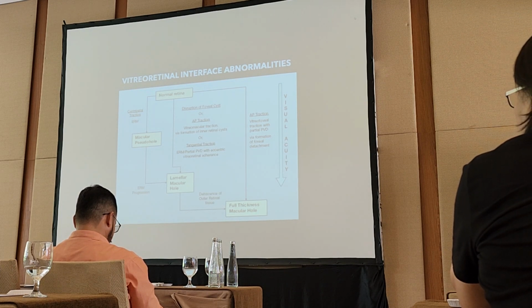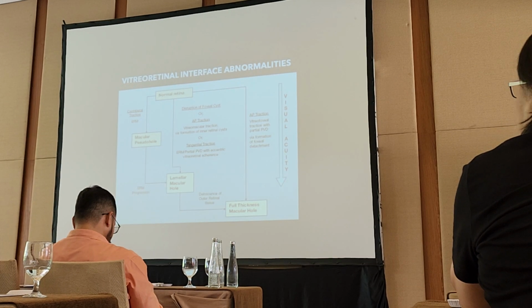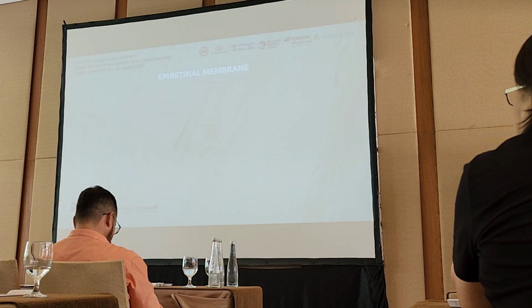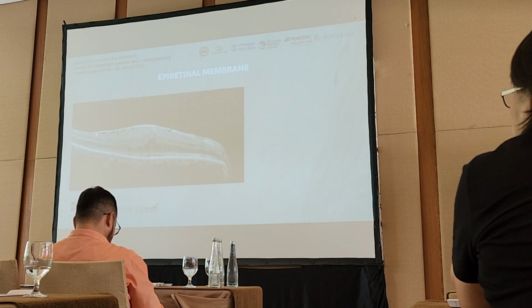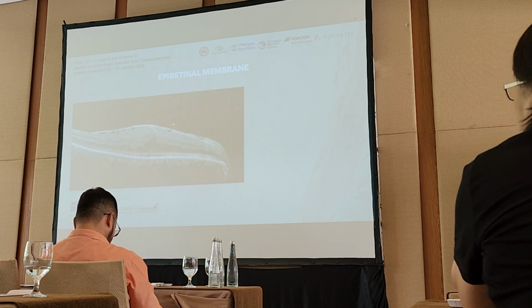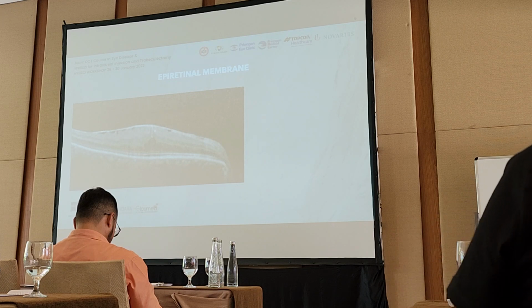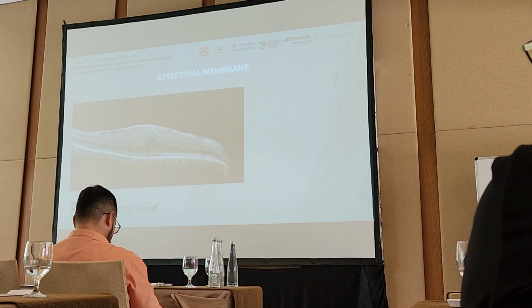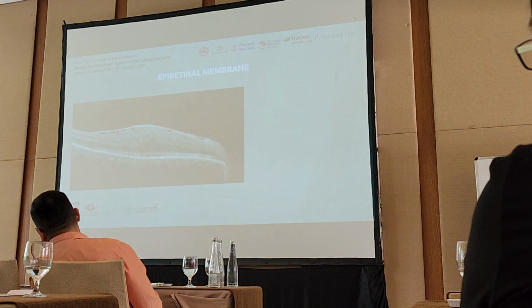Okay, you can see here vitreoretinal interface abnormalities. There's a pseudohole, epiretinal membrane, lamellar macular hole, full thickness macular hole. Okay, epiretinal membrane, you can see there's a line over here. This is a membrane that is a glial proliferation on top of the retina, and it can usually contract because it has an ability like a myofibroblast, and it can contract the retina, so it will disrupt the normal anatomical architecture of the retina.